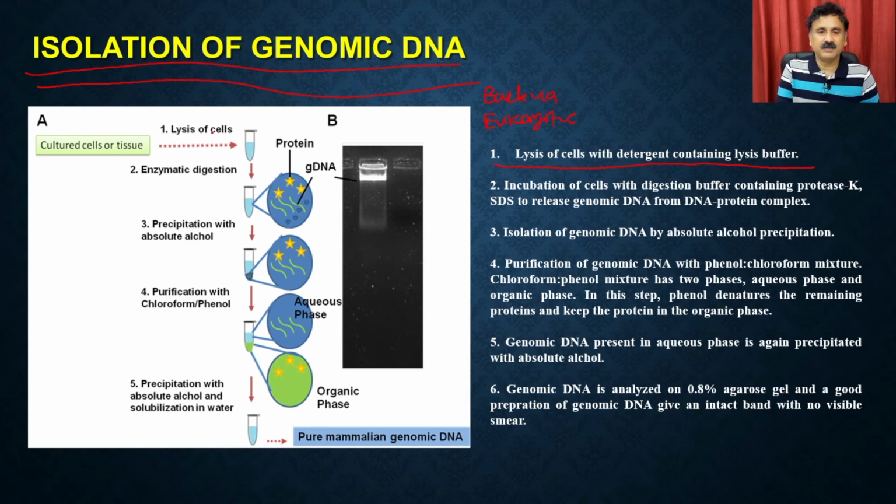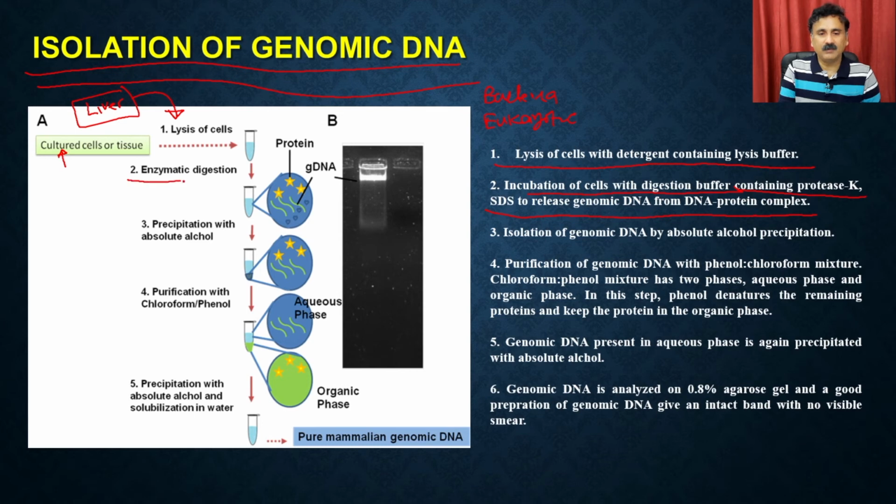So what you have to do is take the cells and incubate them with the lysis buffer, which is actually going to lyse the cells. If you are starting with tissue, for example the liver, then you might have to digest that liver with the lysis buffer as well. Then you incubate the cells with the digestion buffer containing proteinase K and SDS to release the genomic DNA from the DNA protein complex.